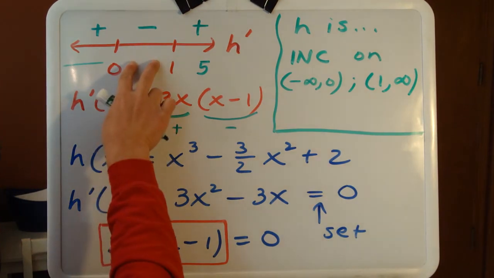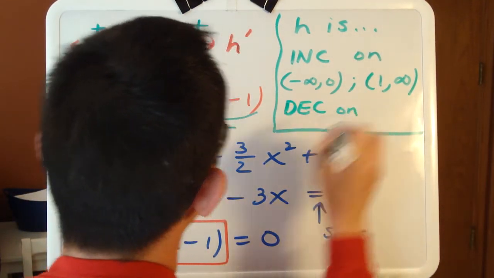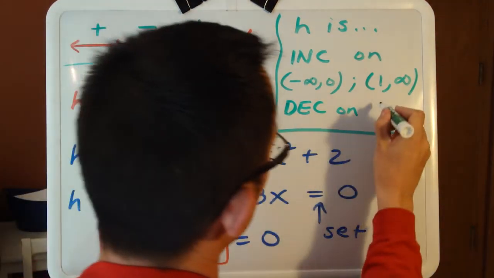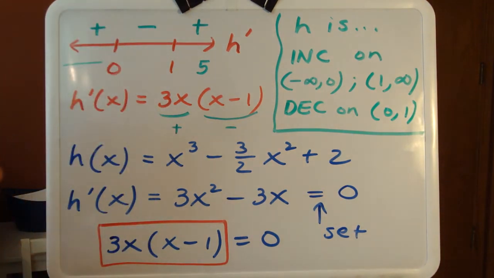And then it is decreasing in this small little section here. So it's decreasing on the window from 0 to 1. So this just gives you the intervals of x where the function is rising and falling.